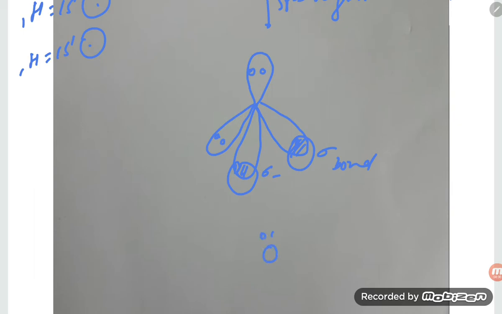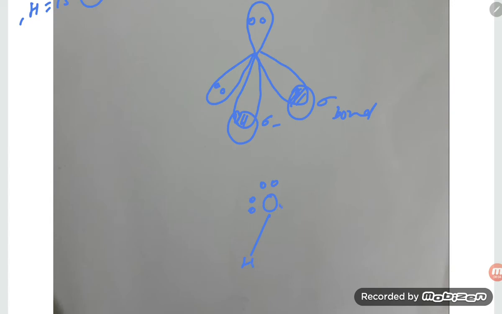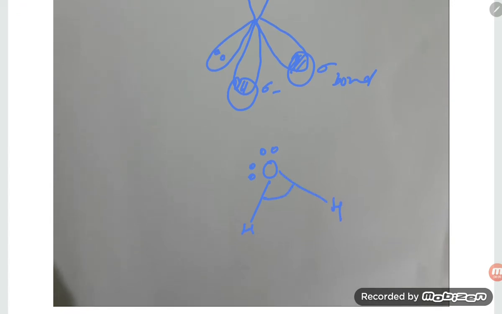Now, student, lone pair electrons do not take part in bond formation. With O, here is a lone pair, here is a lone pair, and here is H and here is H. So this is the shape, with a 104.5 degree angle, the bent shape of H2O molecule. Why bent shape, student? Because of the lone pair electrons, they push the bonds closer. So this is the bent shape of the H2O molecule.